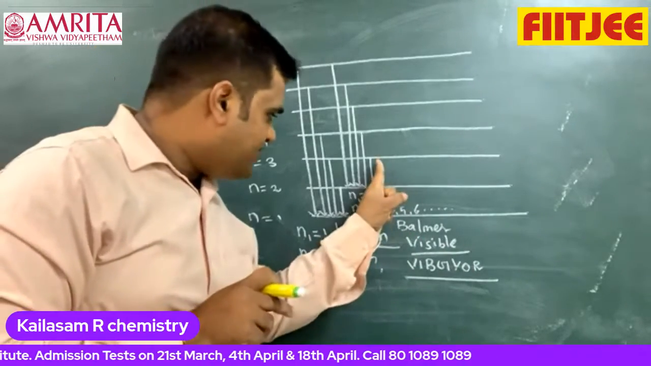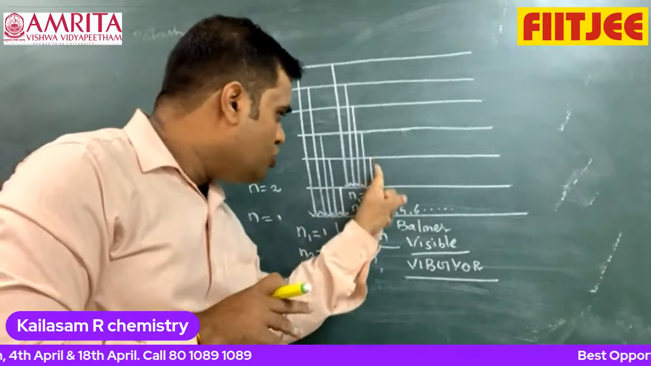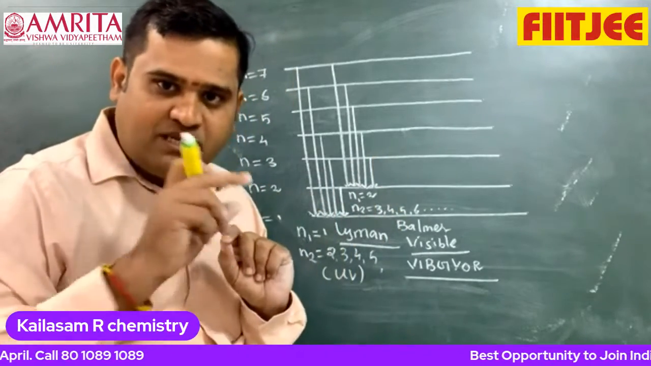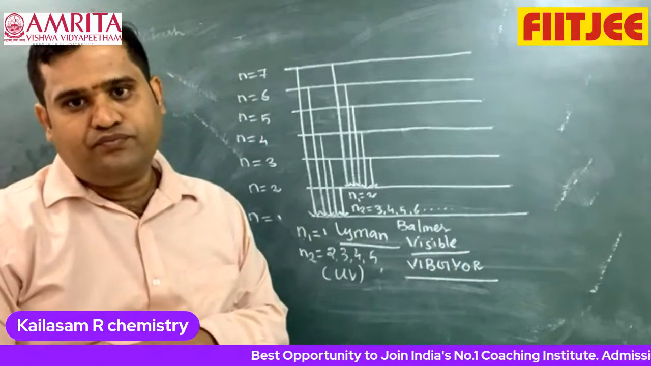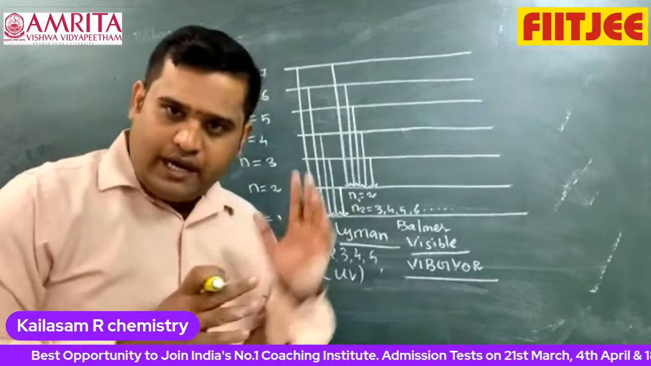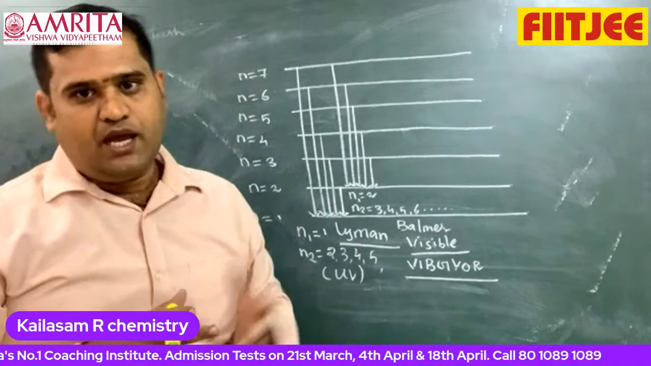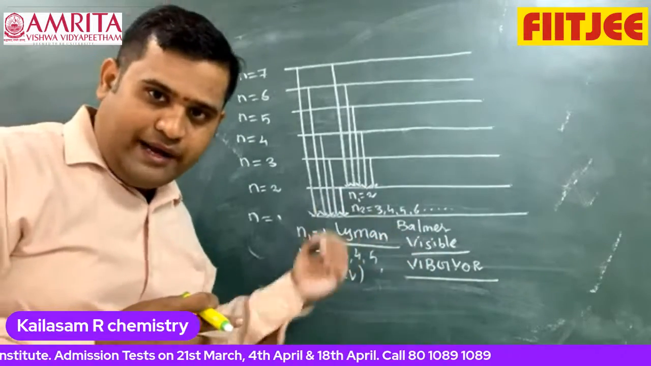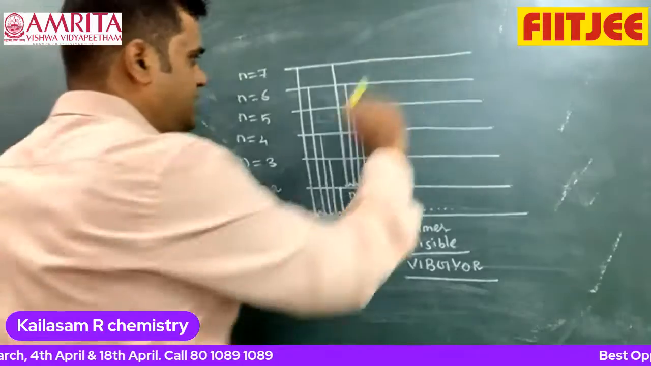First line of Balmer series means what? 3 to 2 is the first line of Balmer series, which is observed in the visible region. In Balmer series, n1 is equal to 2, n2 is equal to 3, 4, 5, 6. In Lyman series, n1 is equal to 1, n2 will be 2, 3, 4, 5, 6, etc. Fine. Now come to the point in this case.